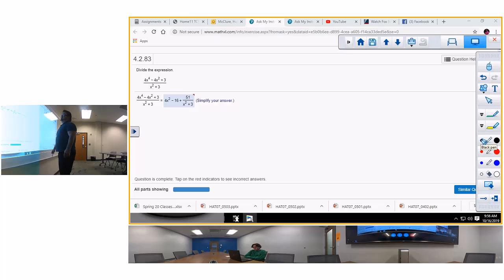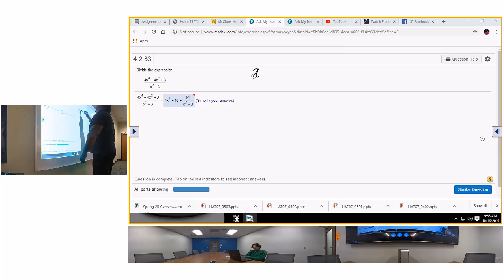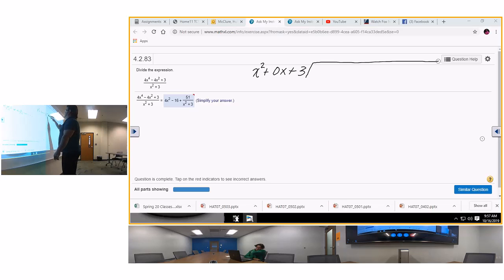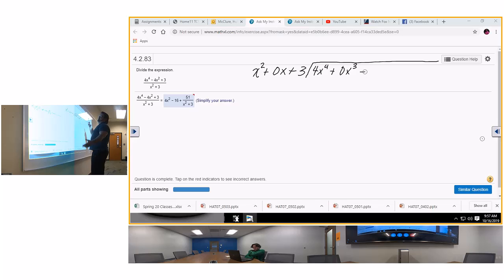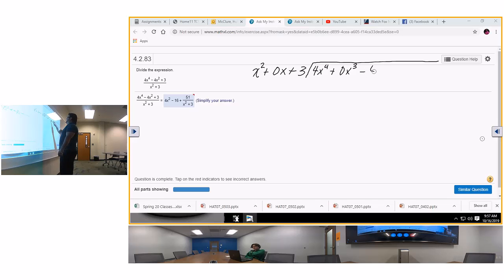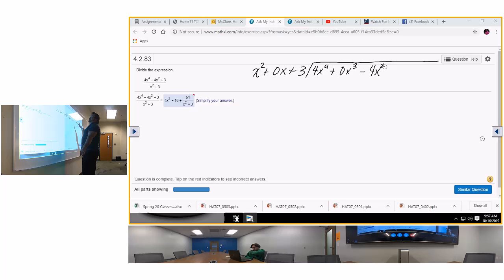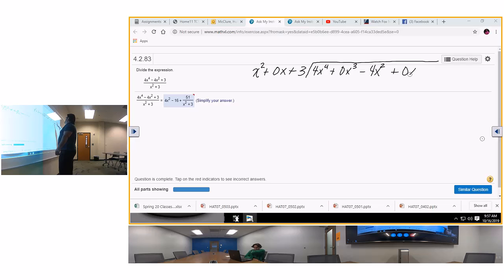Stupid Pendleton campus. X squared plus 0x plus 3 into, and this is a test question, 4x to the fourth plus 0x cubed minus I don't forget where I was, 4x squared plus 0x plus 3.